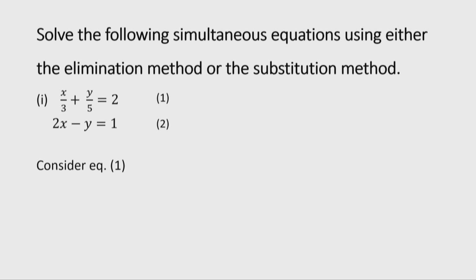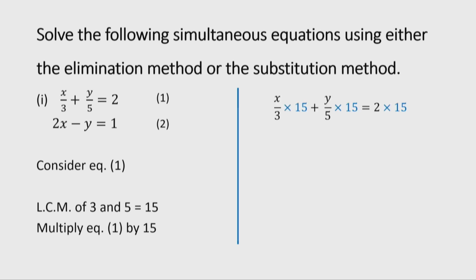So the first step will be to label our equations 1 and 2. I will first consider equation 1. The LCM of our denominators, that is 3 and 5, is equal to 15. So I will multiply each term by 15. This will give me x over 3 times 15 plus y over 5 times 15 equal to 2 times 15, which will give me 5x plus 3y equal to 30.